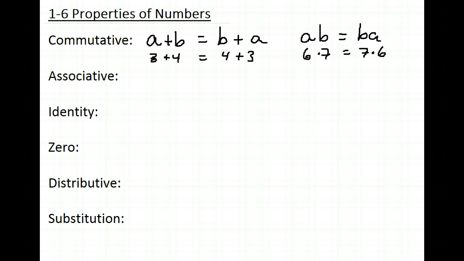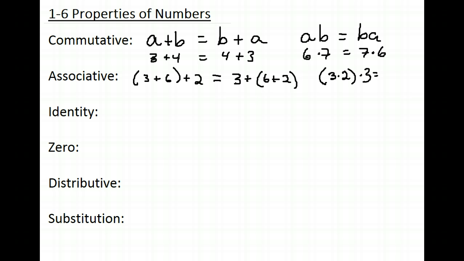The associative property of addition says that with 3 or more numbers being added together, it does not matter how you group them. We have open parentheses, 3 plus 6, close parentheses, plus 2 will equal the same thing as 3 plus open parentheses 6 plus 2. They both will equal 11. And in multiplication, the same thing holds true. So if you have open parentheses 3 times 2, close parentheses, times 3, that is equal to 3 times open parentheses 2 times 3, close parentheses. You will get an answer of 18.